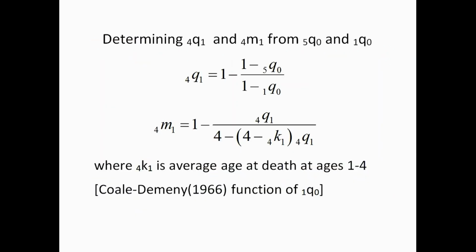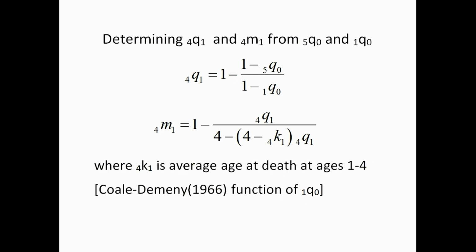This is the formula. When they're calculating the central death rate in the age interval 1 to 4, it also involves a factor 4K1, which is the average age at death in the stationary population from ages 1 to 4. And that's taken from an earlier set of model life tables.